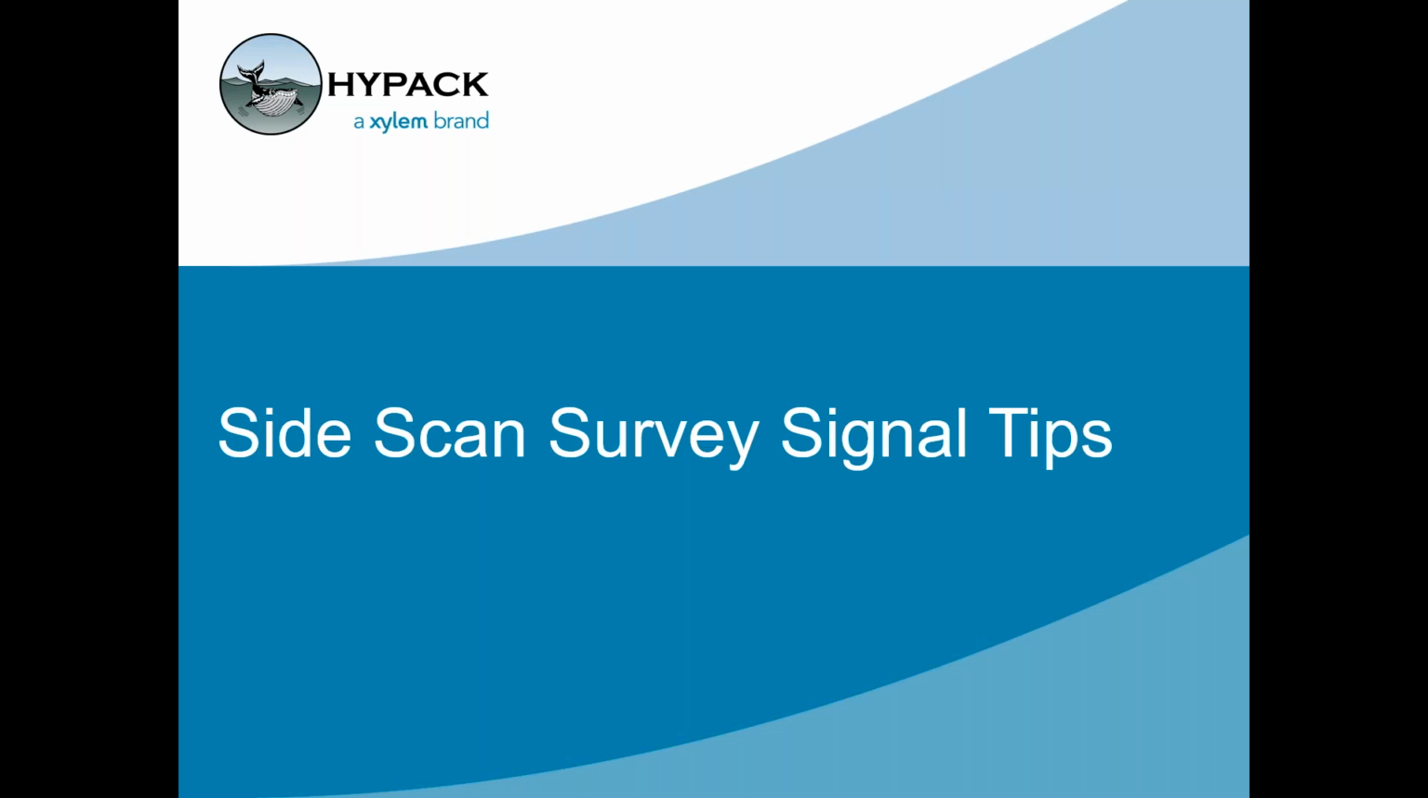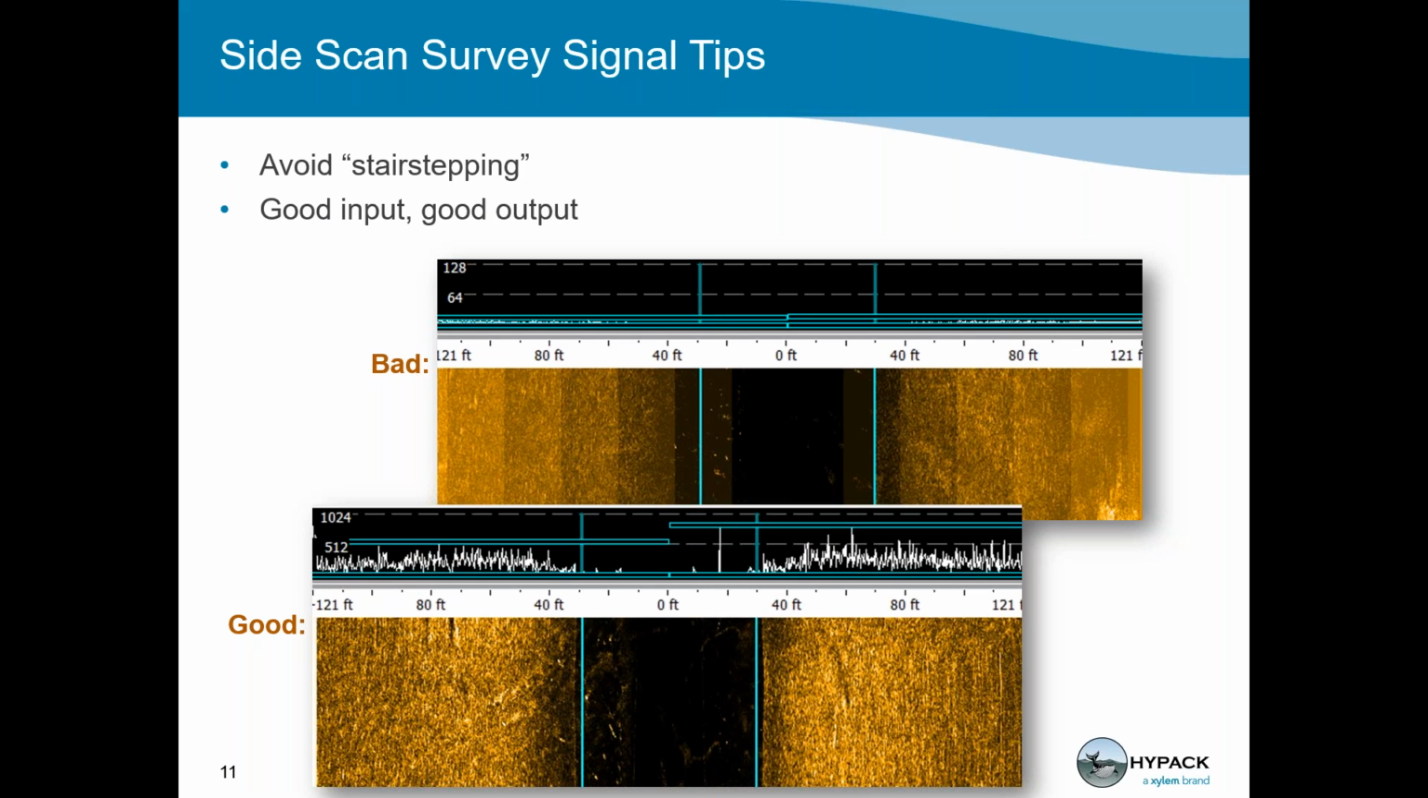So the next thing I want to move into is Sidescan survey signal, and specifically the signal, as I feel like it's a pretty technical part of Sidescan survey, but it's also very important to understand how it works and why you may be seeing certain artifacts or not be getting as good a signal as you want. So this section is going to focus primarily on avoiding this artifact that I call stair stepping.